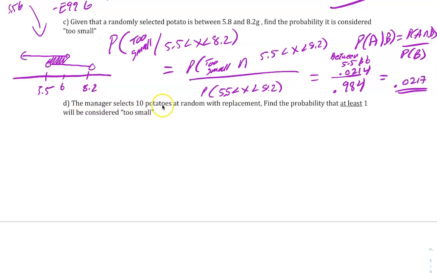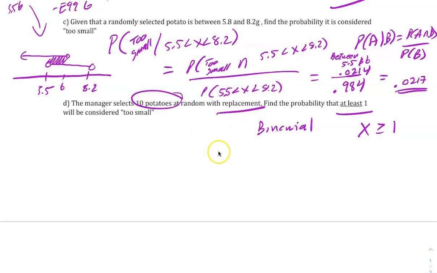One more. The manager selects 10 potatoes at random with replacement. Find the probability that at least one will be considered too small. So selecting 10 potatoes with replacement, this is all binomial. This is a binomial question. They want at least one. So remember, at least one is like I want at least one cookie.